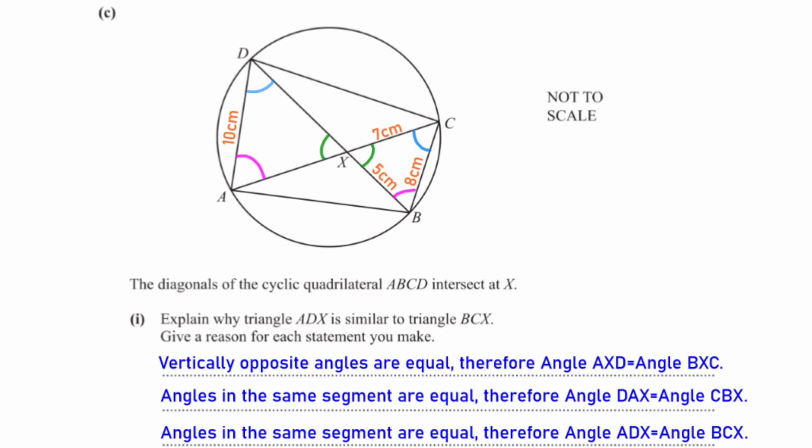The diagonals of the cyclic quadrilateral ABCD intersect at X. Explain why triangle ADX is similar to triangle BCX. Give a reason for each statement you make.